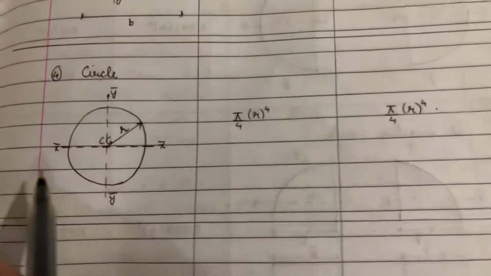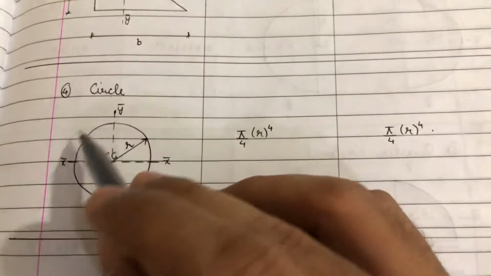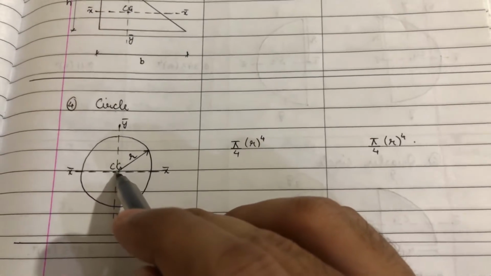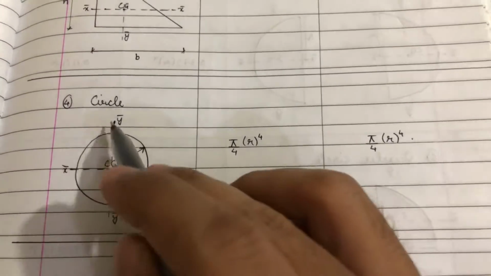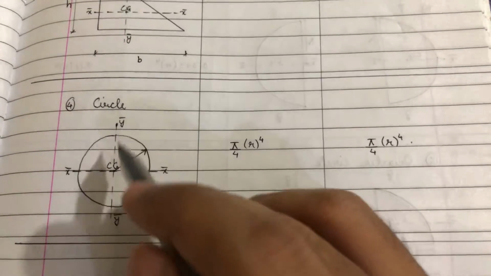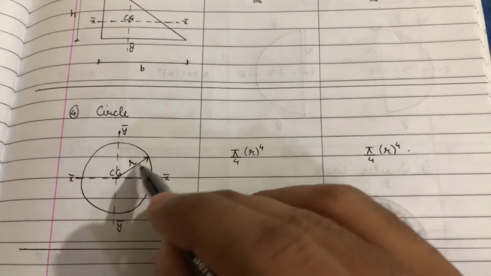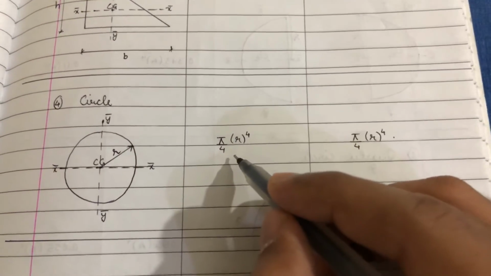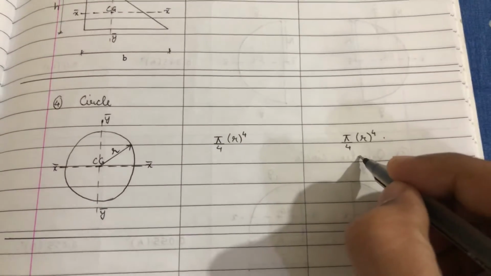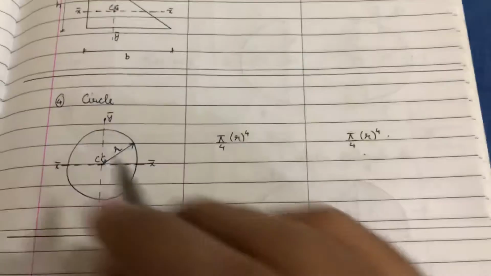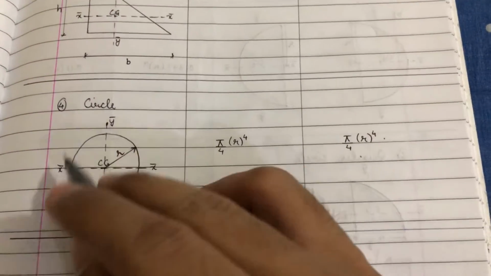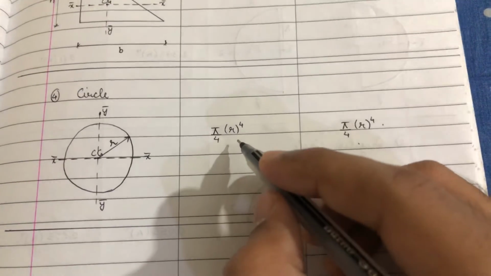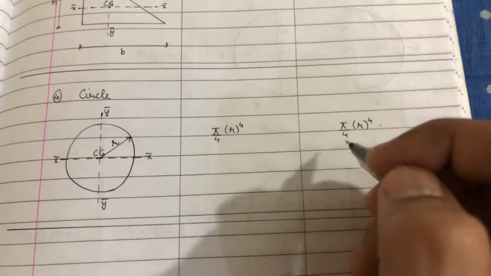Next is a circle. Now a circle is actually a symmetrical figure, so its CG will act at its center. So this is the axis of symmetry, X bar and Y bar. Suppose the circle has a radius r. So the Ix bar will be equal to pi by 4 r to the power 4 and Iy bar will also be equal to pi by 4 r to the power 4, because this circle is a symmetrical figure. So this will have a common moment of inertia for both X bar and Y bar.